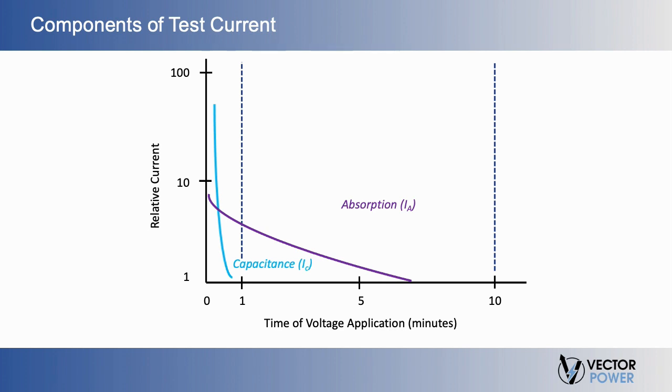Next, we have absorption or polarization current. Absorption current, which is the current drawn into the insulation by the polarizing of the electrons, is initially high but drops over time, at a rate slower than the charging current. And finally, we have conduction or leakage current. The conduction or leakage current is the small, steady-state current that divides into two parts. One, the conduction path through the insulation, and secondly, the current flowing over the surface of the insulation.